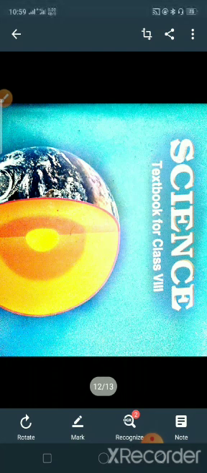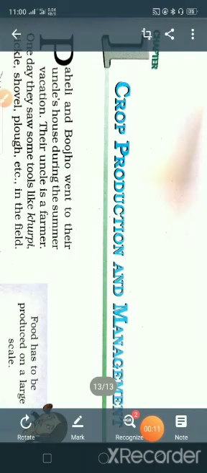Today we are going to start with a new chapter of science. Lesson number 1, crop production and management. In this chapter we will see how the crop is produced and how it is managed after the harvesting.